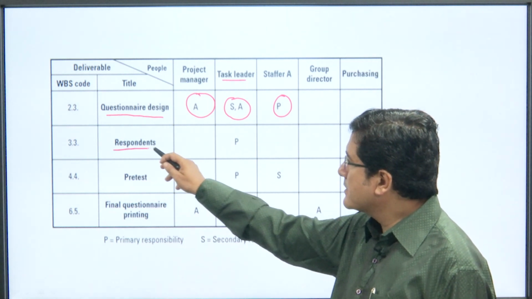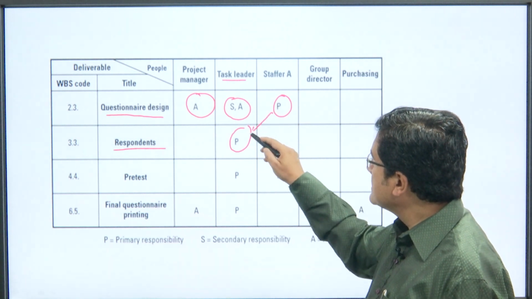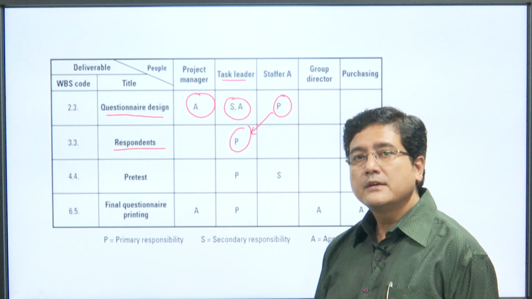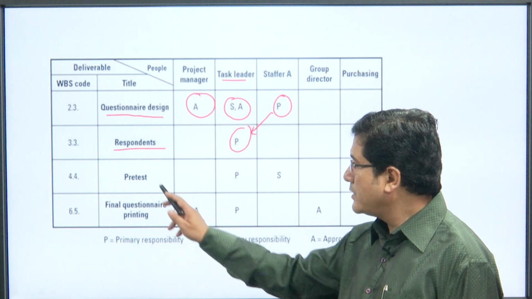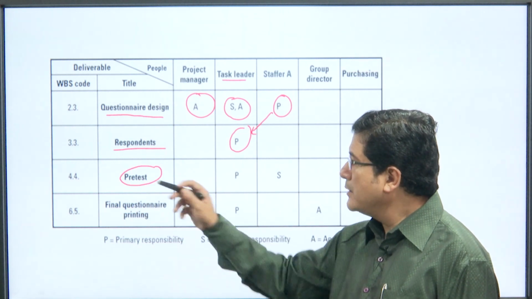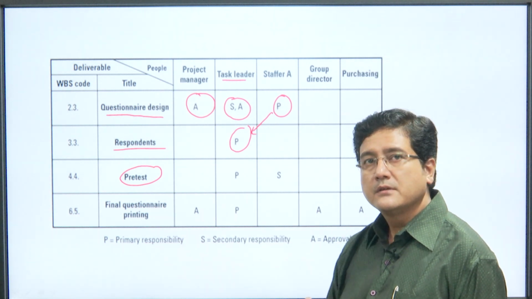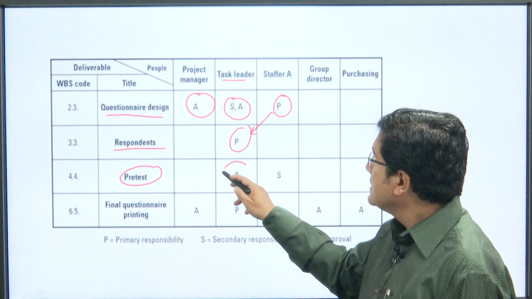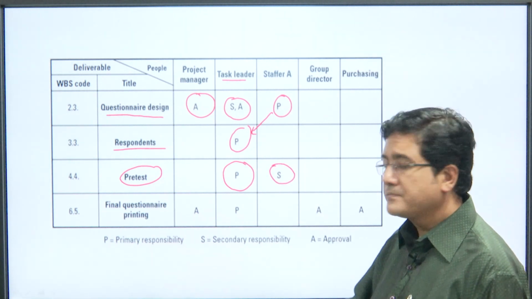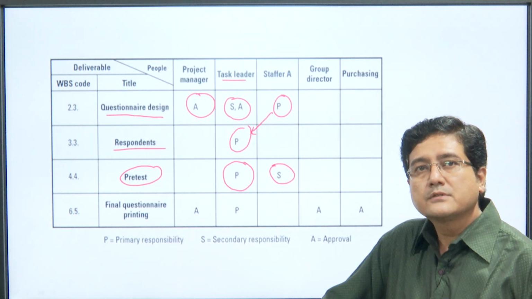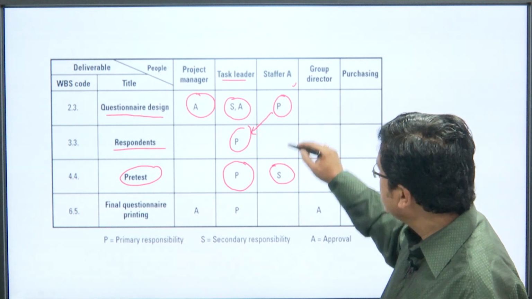For respondent work, P is the task leader. For the pre-test task, P is the task leader and S follows, as a staffer of A. S is a staffer of A.